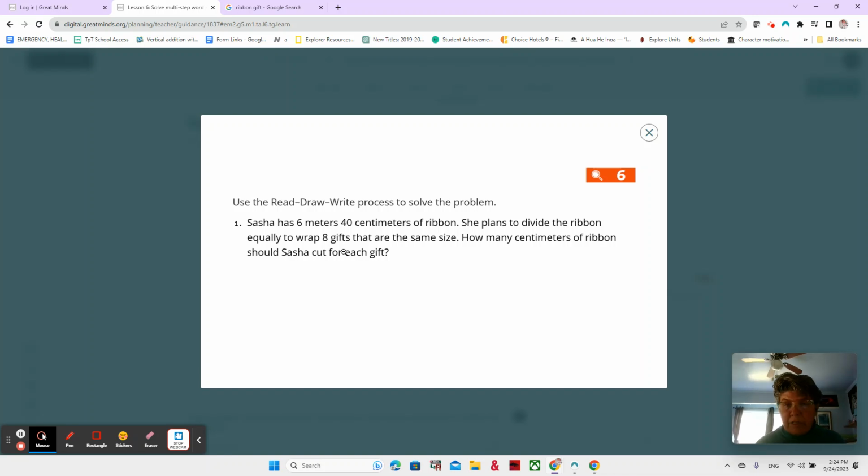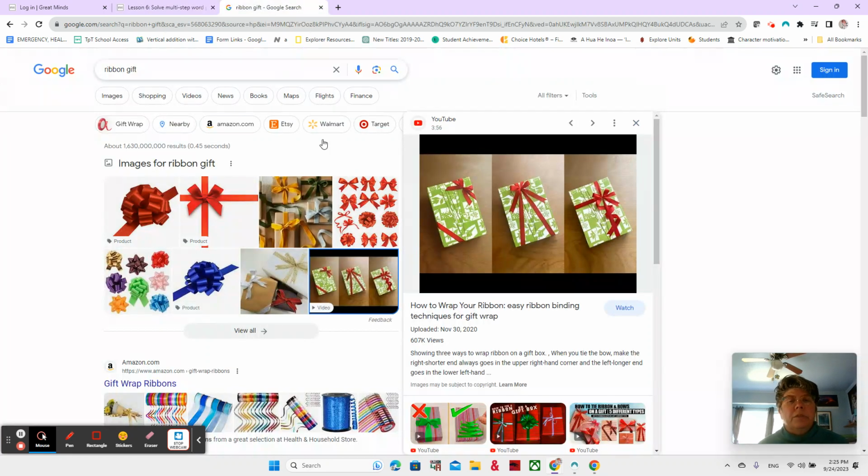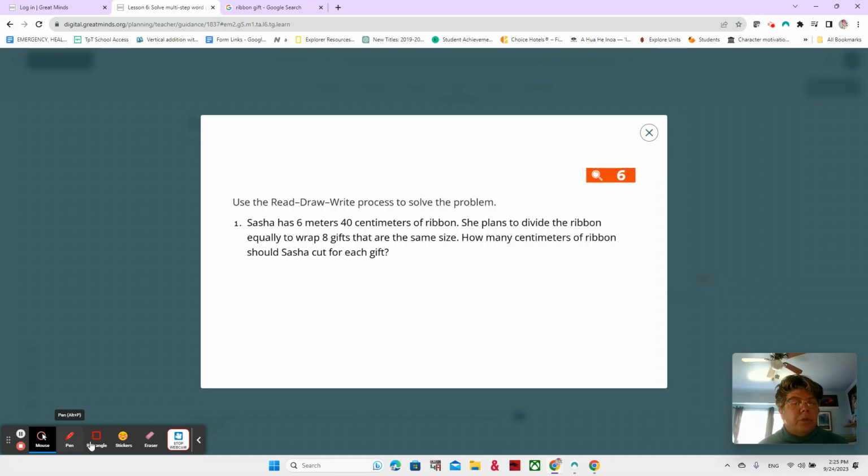Okay, so we already read it 2 times. You have it right in front of you. You can read it anytime you want, or pause me and read it again. But let's think about what we can draw here. All right, what could we draw? Well, we already had our picture, so we don't really need to draw the packages and the ribbon. What if we drew a tape diagram?